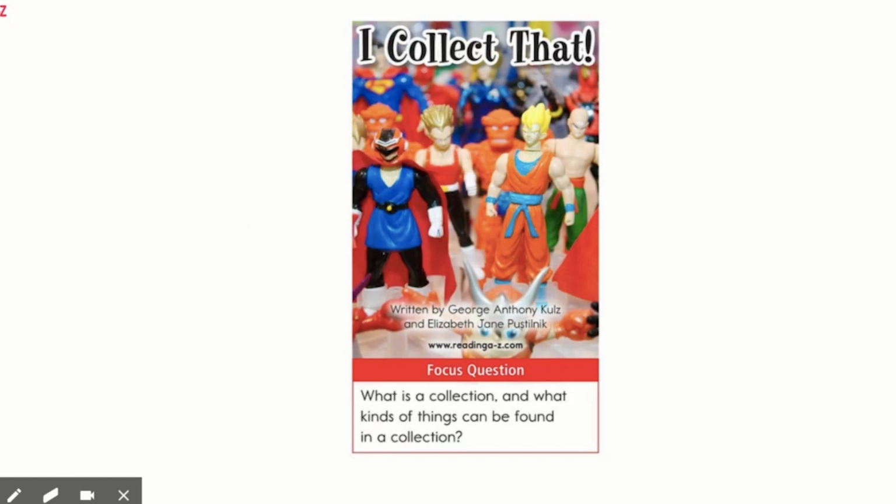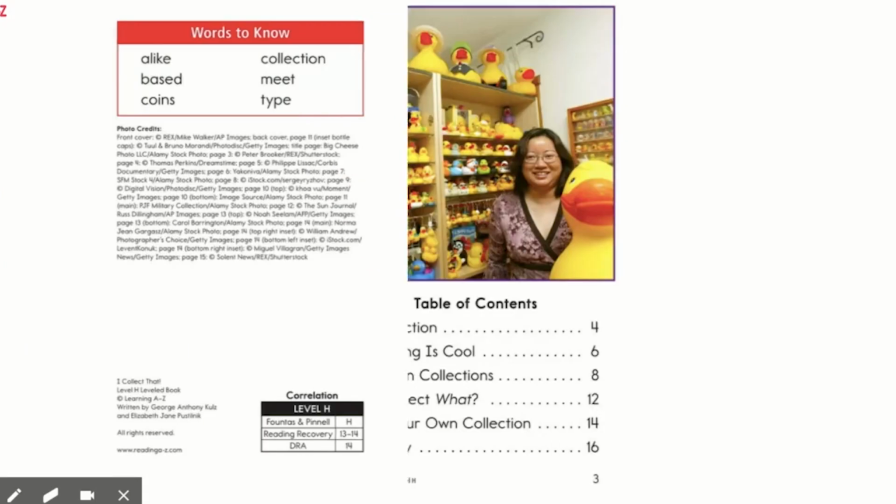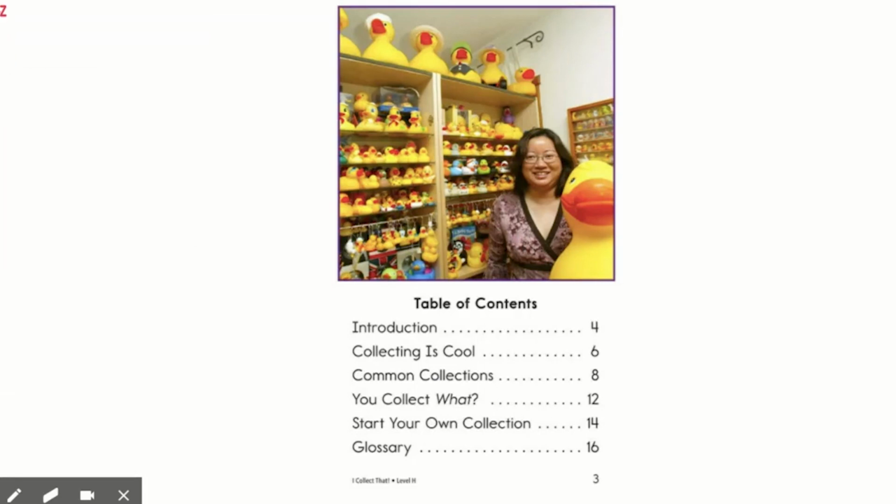While you are reading, you can think about the focus question: what is a collection? And what kinds of things can be found in a collection? Words to know: alike, based, coins, collection, meet, type. Table of contents. The first chapter is the introduction, which begins on page 4. The second chapter, Collecting is Cool, begins on page 6. Common Collections is on page 8. You Collect What is on page 12. Start Your Own Collection on page 14. And the glossary is at the end of the book on page 16.